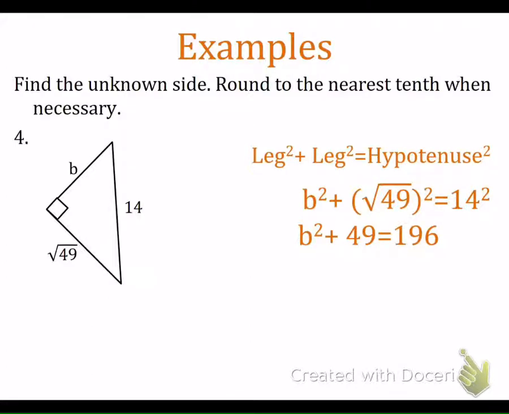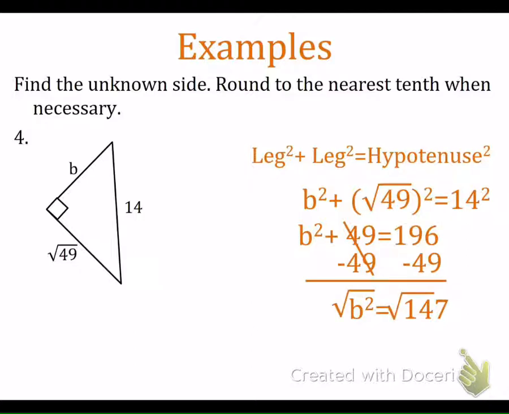Then what? Subtract 49 from both sides. Now what? Square root it. 12.1. Very good.